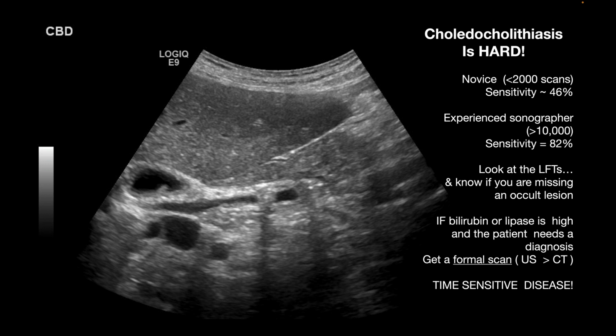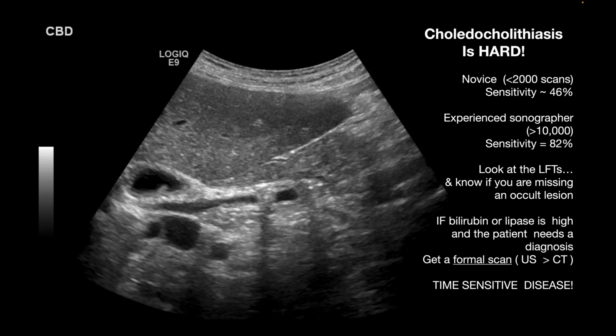However, if you do see a stone, this is what they look like. There's something that's bright and shadowing within the common bile duct. And we know that even for relatively experienced sonographers, it's not that great for picking up. So this is really an MRCP or an ERCP diagnosis. However, you're a doctor, so you've got biochemistry on your side. Use your brain. If the patient has obstructed looking liver function tests with a high bilirubin or jaundice, or the lipase is high, just think there's something going on there. So don't settle for an incomplete picture of the CBD in that setting.